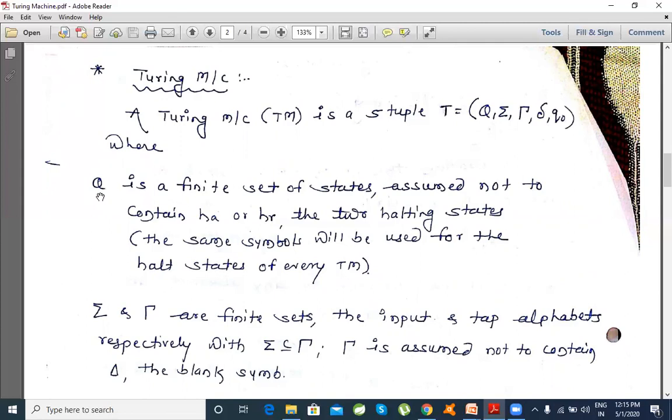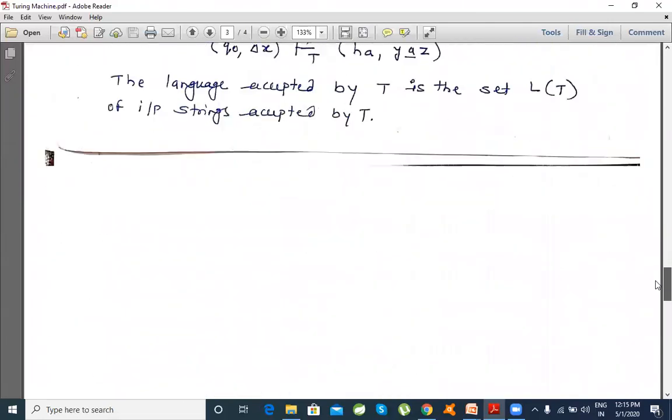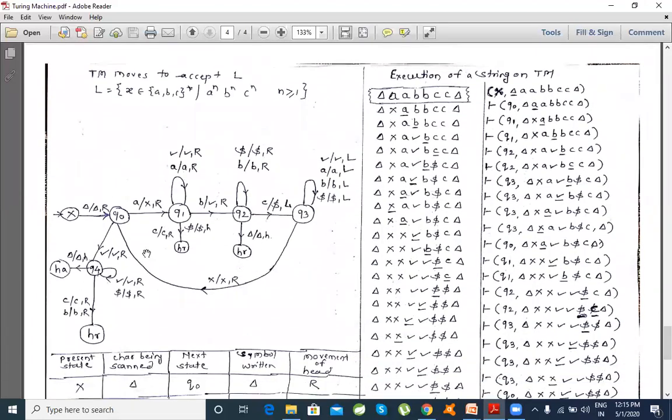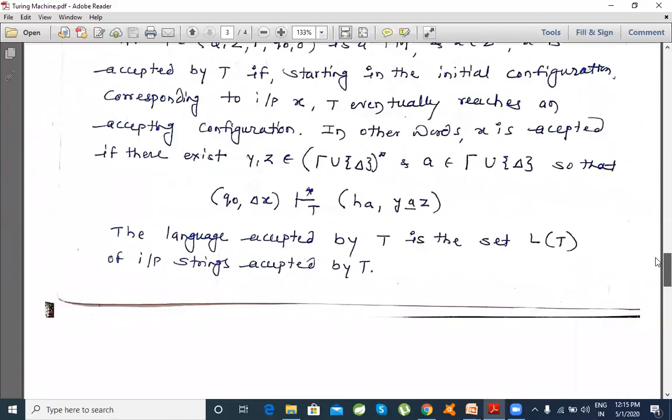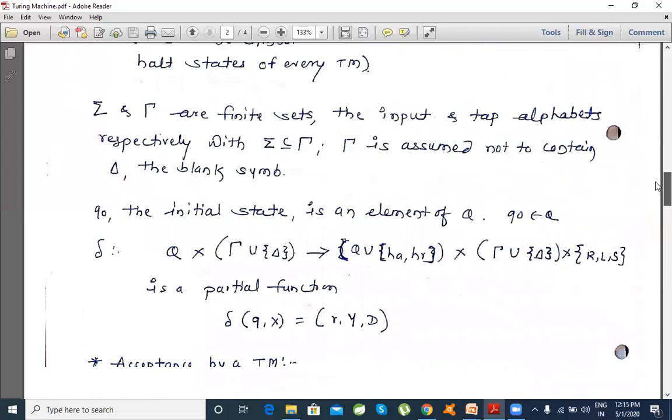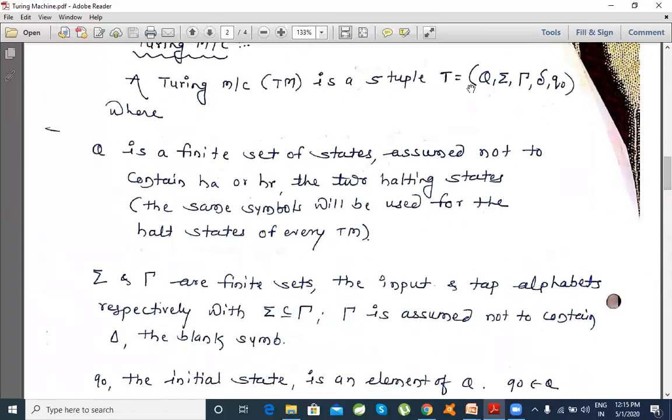So Q stands for a finite set of states. If you allow me to explain this with this example, it is having 1, 2, 3, 4, 5 states. Now we won't include HA and HR in Q. These are considered to be halt and accept and halt and reject. These are two different states from this Q, but this can be involved in the number of states. So those many states, and it's supposed to be finite.